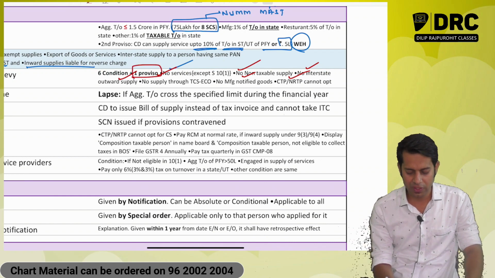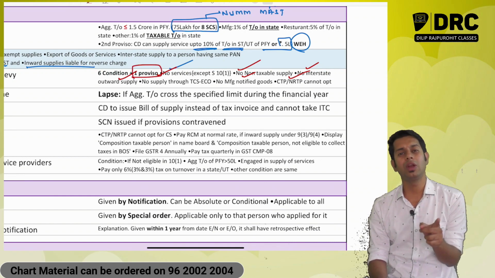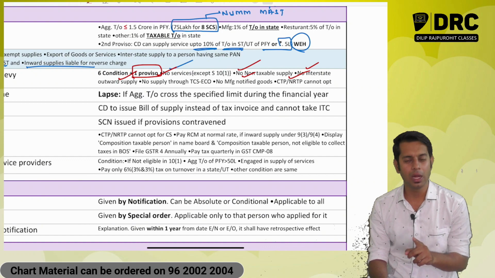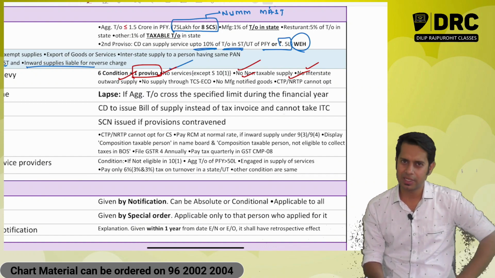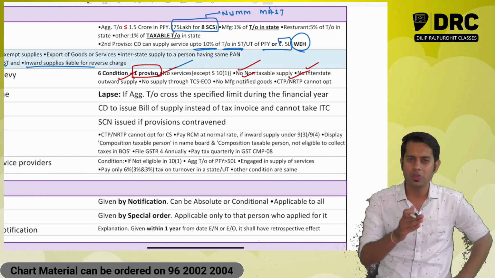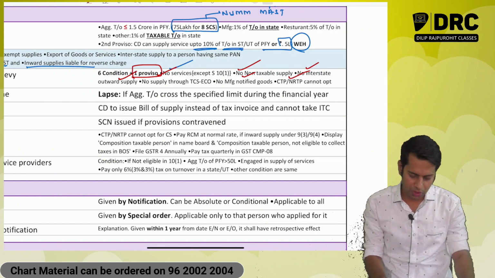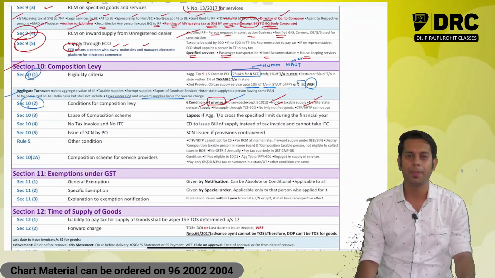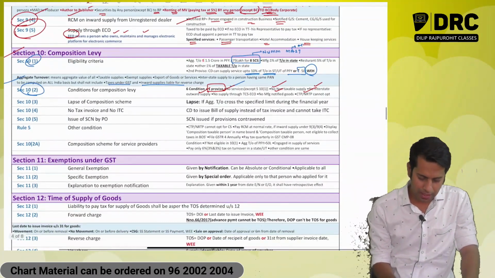There is one proviso which says if there is more than one registered person under a single PAN, and one is opting for the composition scheme, the others also should opt for the composition scheme.